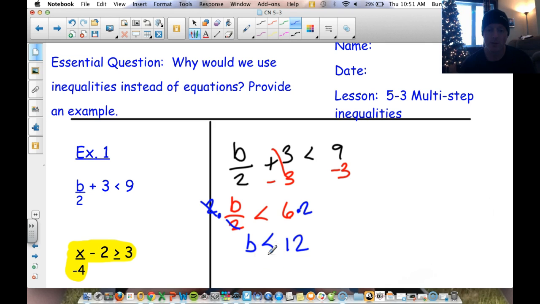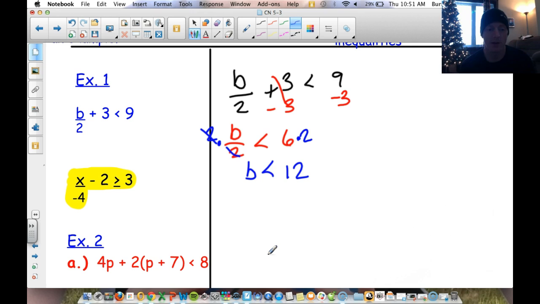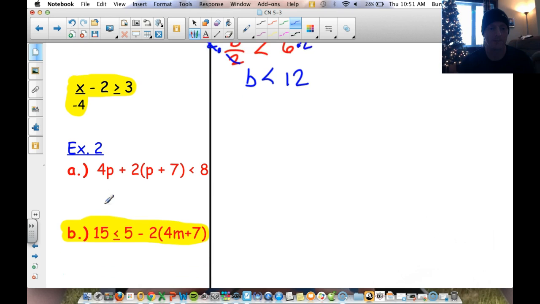Now every time you see something highlighted, that's going to be a problem that I'd like you guys to try on your own, and we'll do that when we get back to class tomorrow. So same exact process for the highlighted problem here, and remember that if you multiply or divide by a negative, we've got to flip our signs.